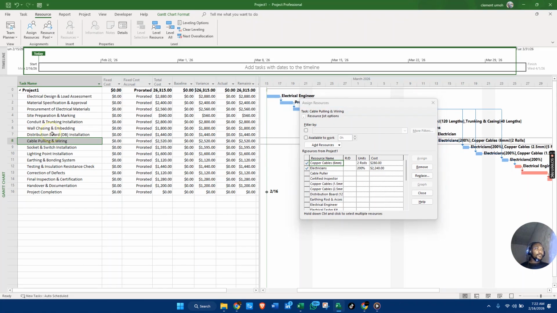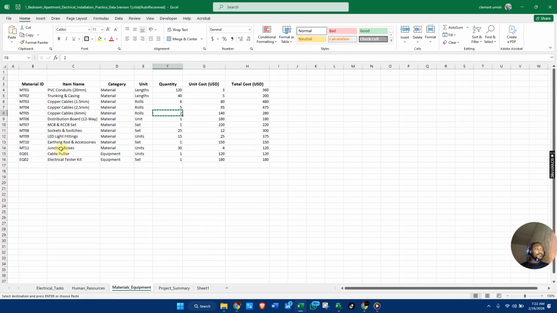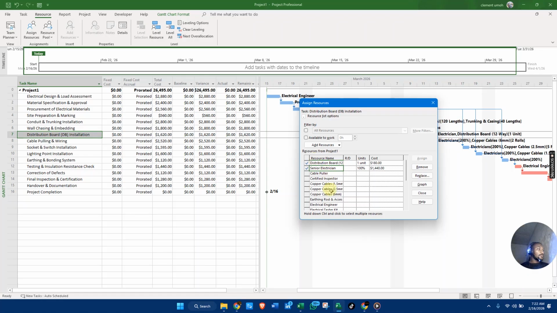Distribution board, we have one. Our MCCB breakers also for our distribution board. MCB breakers also, one set.